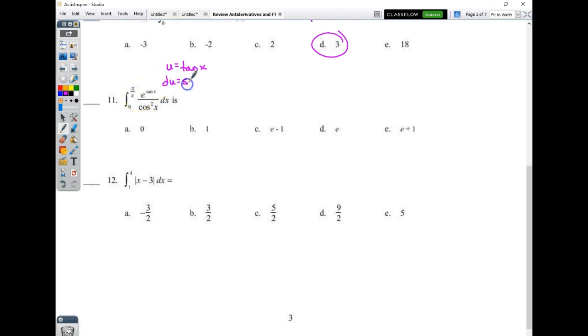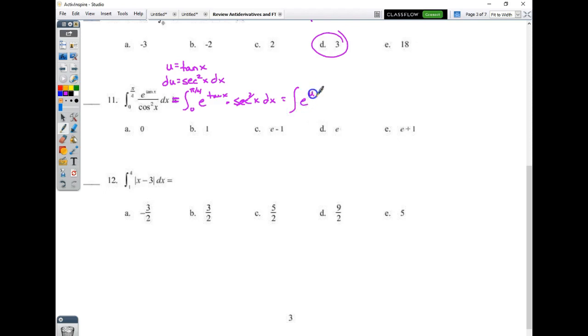But then I get something weird. I get du is the secant squared of x dx, and I don't see a secant squared, so I feel like I did something wrong. And that wouldn't be the case here, because you see, that integral can actually be rewritten as e to the tangent of x times, and the divide by cosine squared is the same thing as secant squared of x dx. So what they were trying to do is trick you right there.